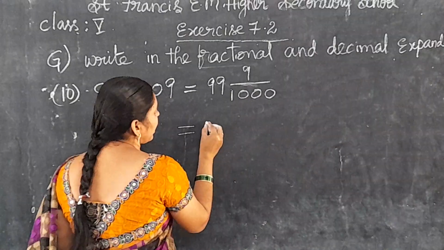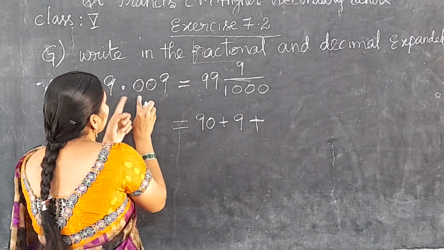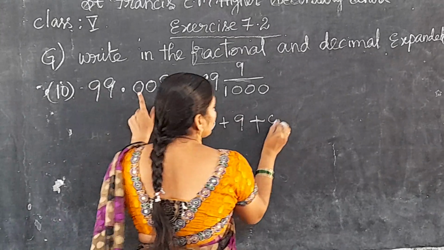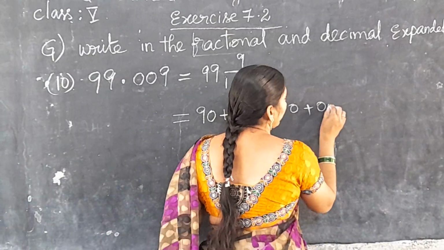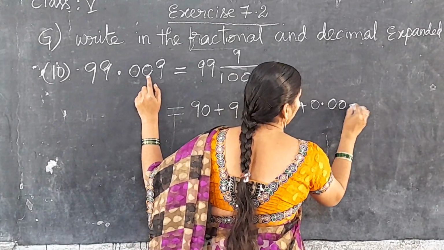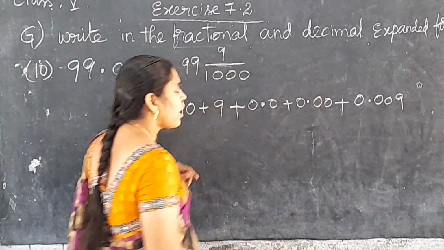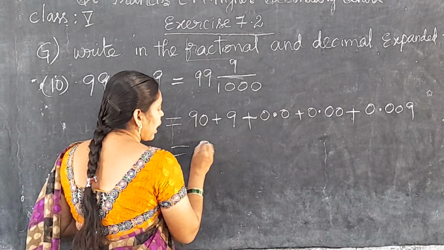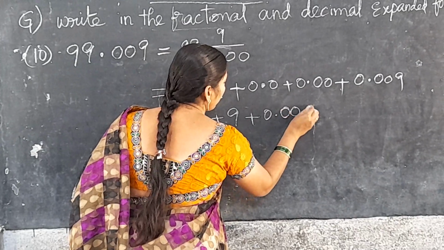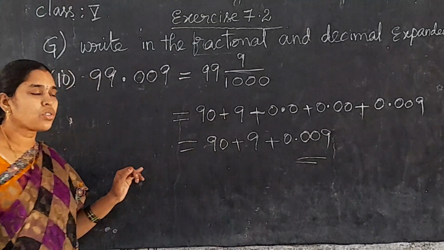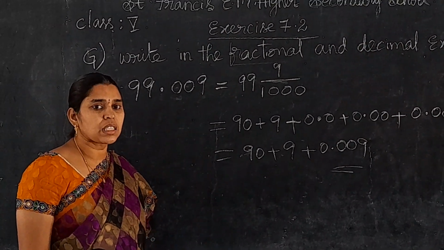You should write in the expanded form. Decimal expanded: 99 can be written as 90 plus 9 plus 0.009. Otherwise in shortcut method, 90 plus 9 plus 0.009. Okay, children? So please complete exercise 7.2 in your classwork. I will meet you in the next class. Thank you. Have a nice day.